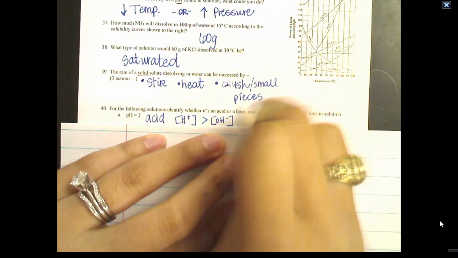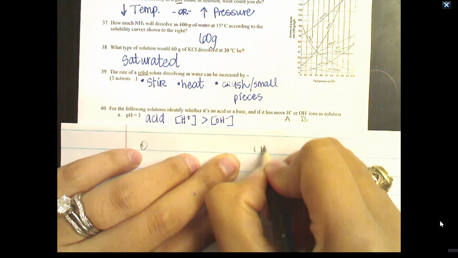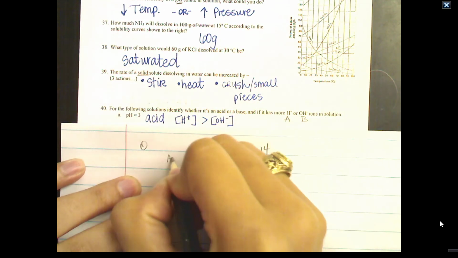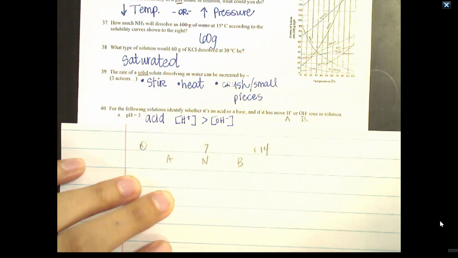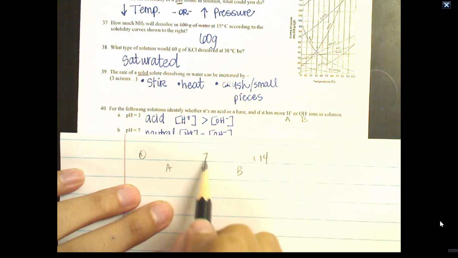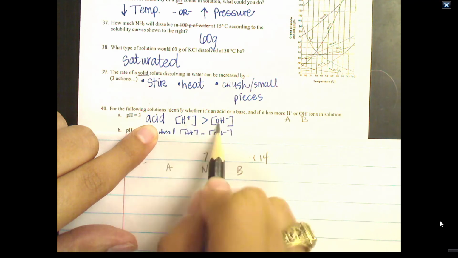40 says, for the following solutions, identify whether it's an acid or a base, and if it has more H or OH. So you need to know that acids have more H and bases have more OH. If I have something with a pH of 3, remember your pH scale goes 0 to 14. 7 is in the middle. Acids are less than 7, bases are more than 7, and neutral is right in the middle. So a pH of 3 is less than 7, which means it's an acid, and that means there's more H than OH.